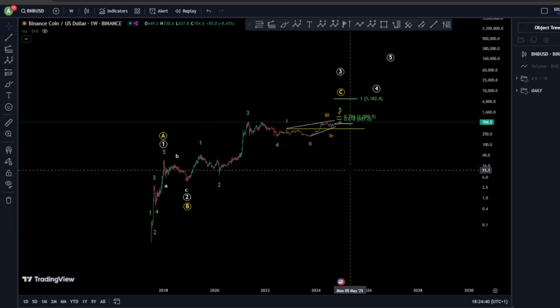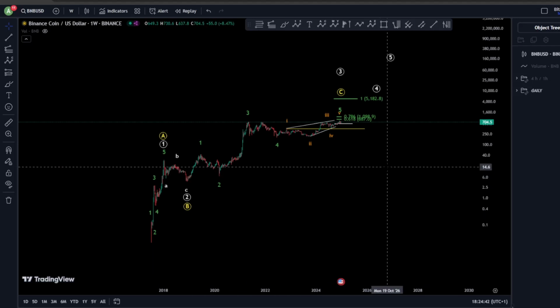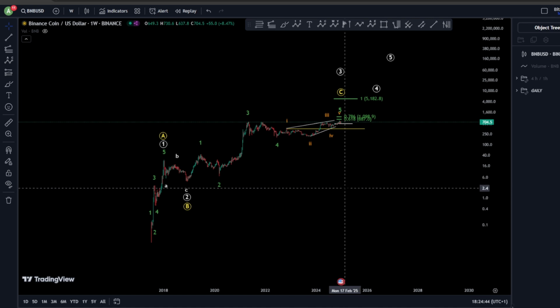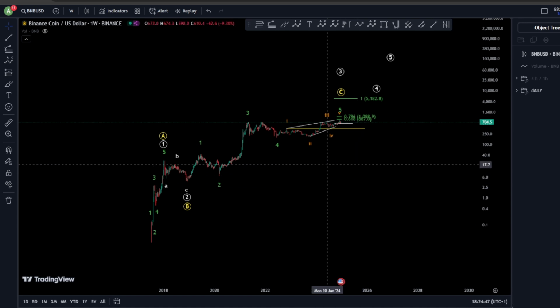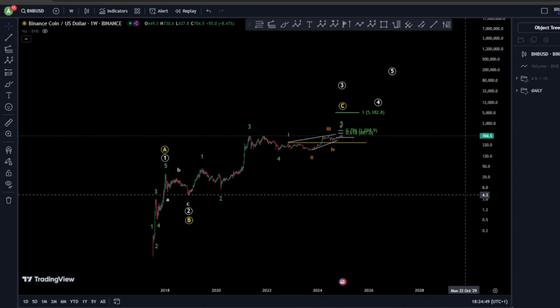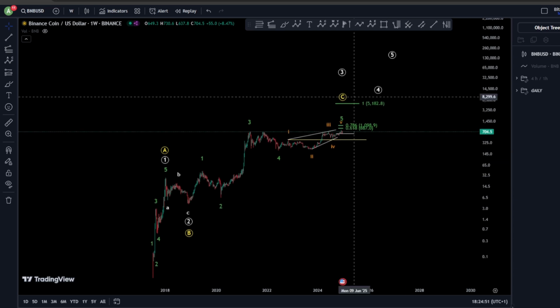Hello everyone, welcome to a new video for Binance price prediction based on Elliott wave analysis. Looking at Binance here, we are looking at two possibilities for bullish scenarios.